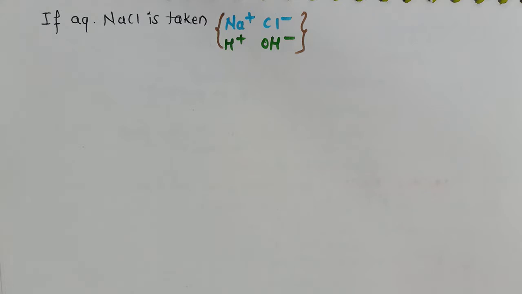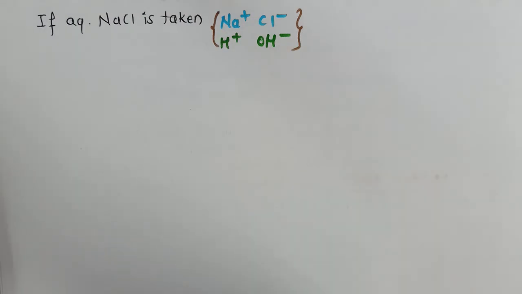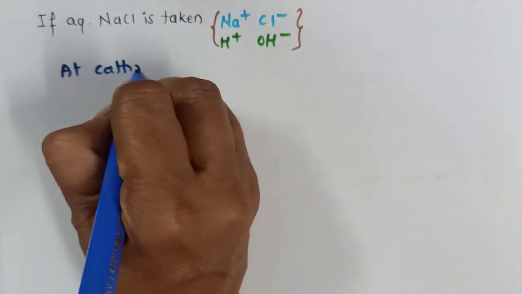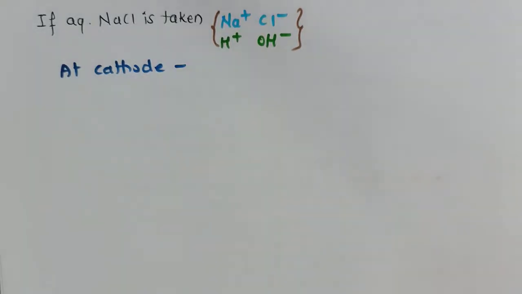So now which reaction will be preferred? Which element will be deposited or liberated at the cathode or anode? All these things depend on the discharge potential of the element. Now how does discharge potential, or I will say reduction potential, help in determining the products? Let us solve it. Remember the condition at the cathode. What will happen at the cathode?